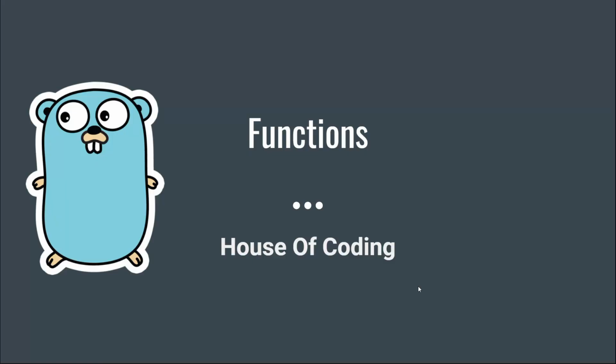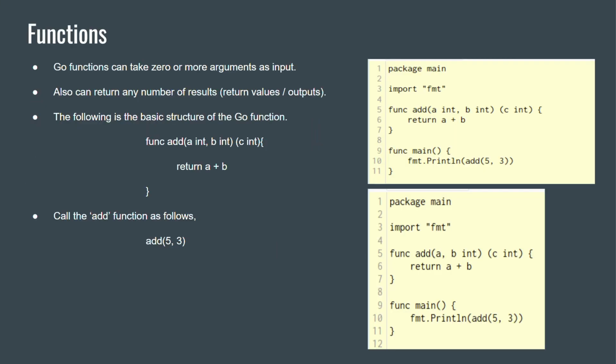Hello everyone. In this lesson, we are going to discuss Golang functions. Go functions can take 0 or more arguments as input. Also, a Golang function can return any number of results as its output. Here you can see a sample Golang function structure.